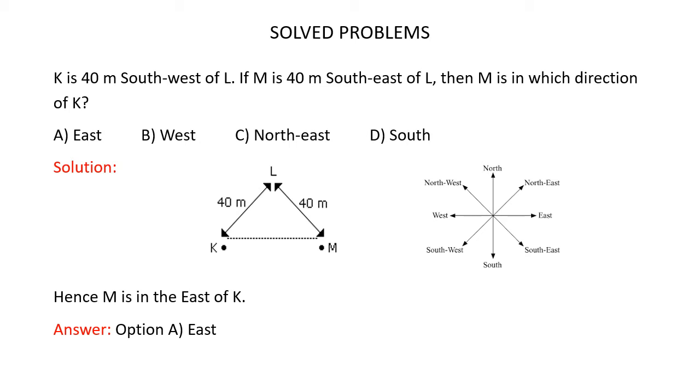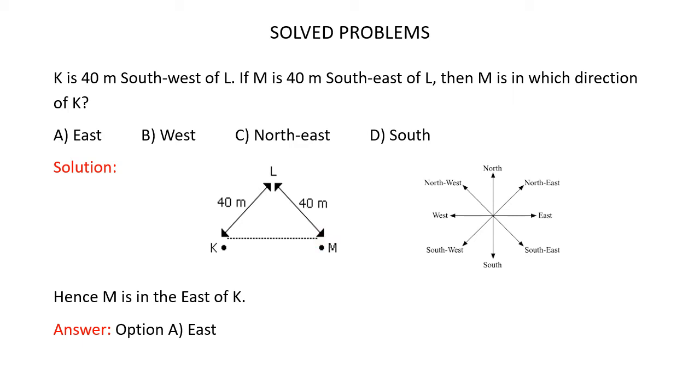Now it's given that K is 40 meters southwest of L. So if this is L's position, then this will be the southwest direction for L. So K is 40 meters southwest of L. Now if this is L, then this will be the southeast direction for L. So M is 40 meters southeast of L. So this is K's position and this is M's position.